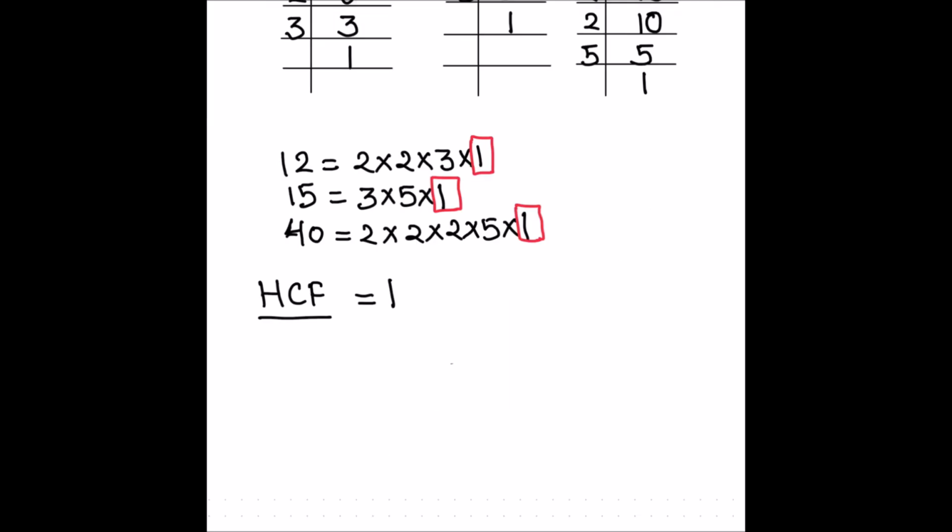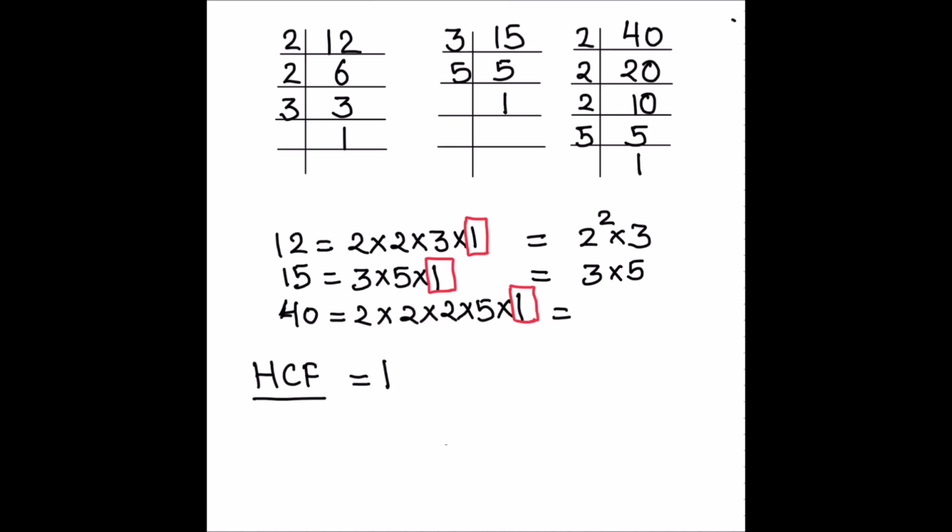Before proceeding to find the LCM, we are going to write the numbers in terms of their exponents. Factors of 12 will be 2 square times 3. Factors of 15 will be 3 times 5. And the factors of 40 are 2 raised to power 3 times 5.